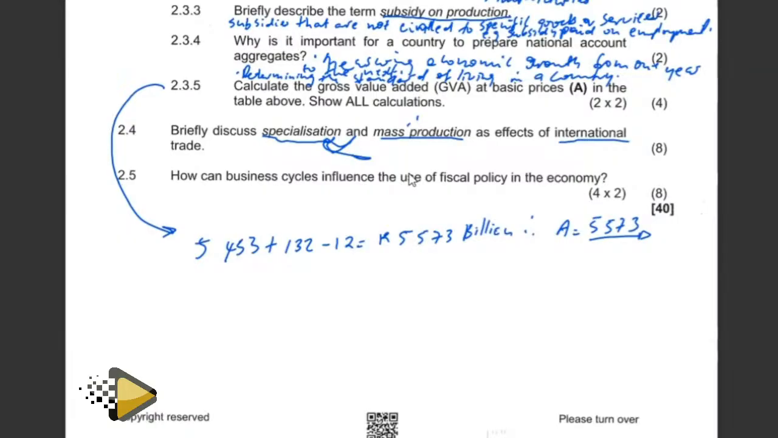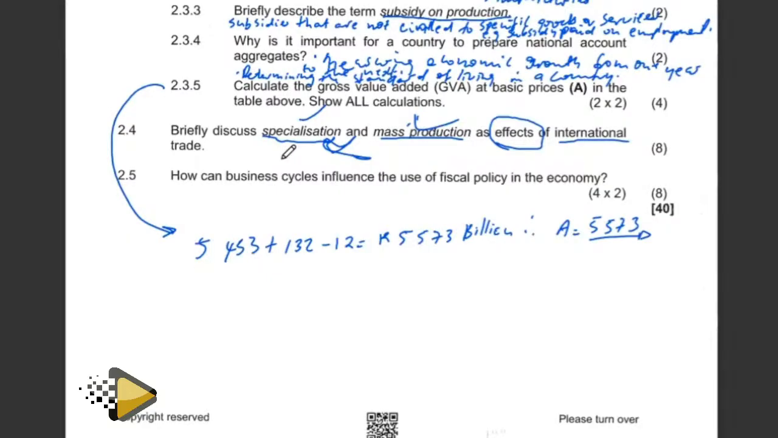So now we are going to check the effect of specialization on international trade. We are also going to check the effect of mass production on international trade. When we talk of the results of specialization on international trade, specialization has brought an enhancement of different sets of skills in the labor force in different countries.